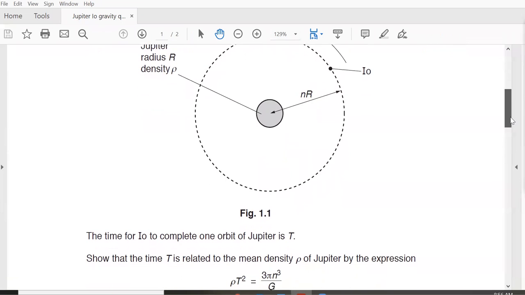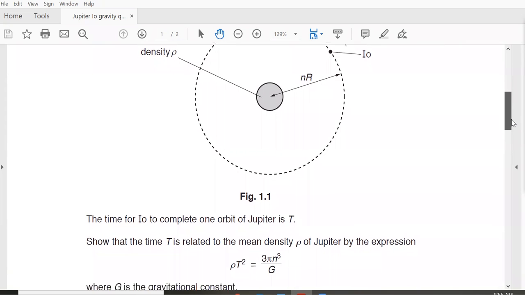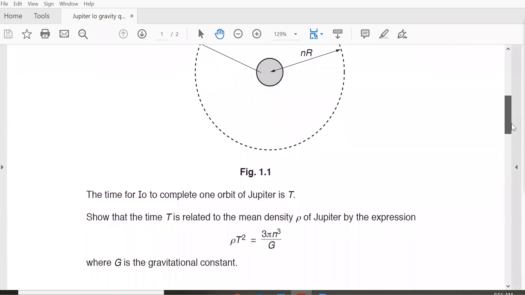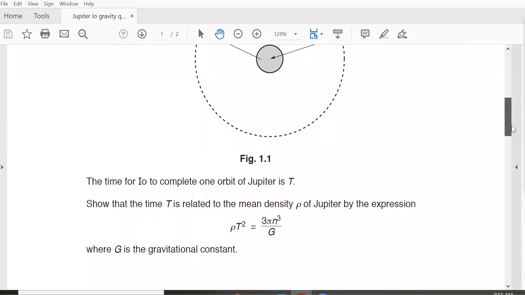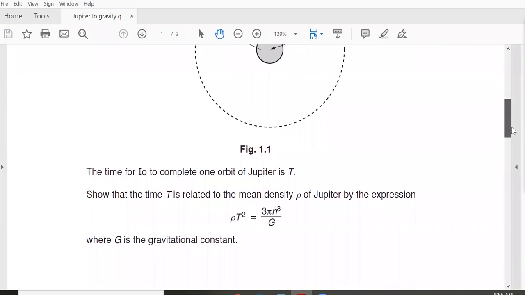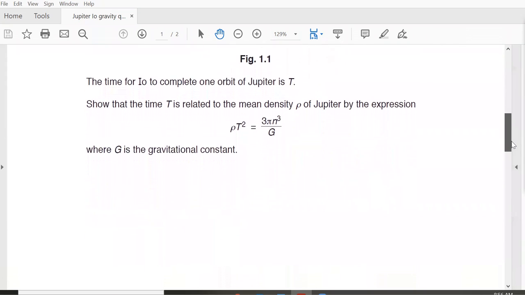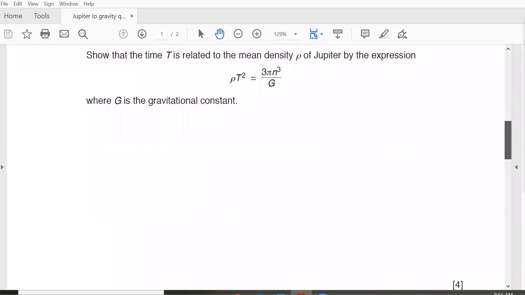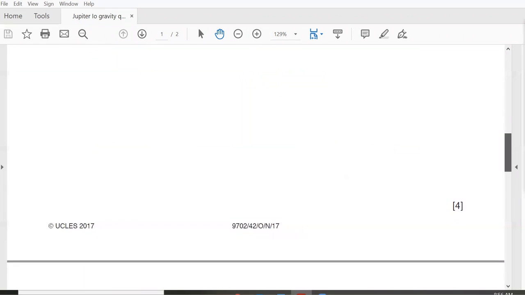Lucky. The time for Io to complete one orbit of Jupiter is capital T. And we're just going to show that the time T is related to the mean density rho of Jupiter by this expression: rho T squared equals 3 pi n cubed over G, where G is the gravitational constant that we mentioned earlier. All right, we should be able to make short work of this. No trouble at all, right? No problem. 4 marks for that.